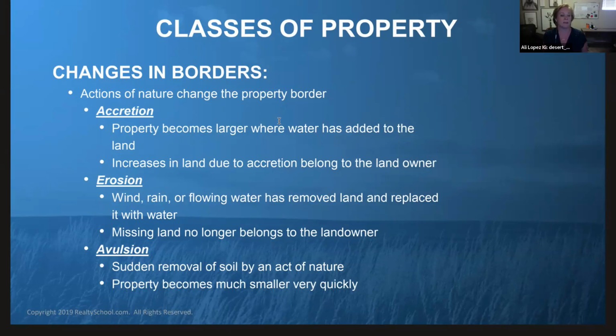Erosion is when any act of nature, wind, rain, or flowing water, has removed the land and replaced it with water. This would be many years ago along the Virgin River. We had really big flooding and hunks of land just fell in and were gone. So if you were along the Virgin River and a hunk of your land got washed away, sorry, it's gone. An avulsion is sudden removal of soil by an act of nature. The property becomes much smaller very quickly. I would think a landslide would be an avulsion example.